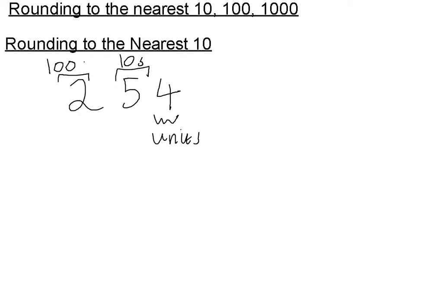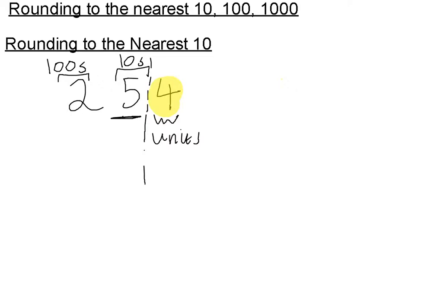If I want to round to the nearest 10, what I'm going to do is underline the number which is in the tens column, which is 5. I'm then going to draw a dotted line between the 5 and the 4. I'm then going to look at the number in the units column, because that's just to the right of the tens, and this will determine whether I round up or if I round down. So I have a 4.